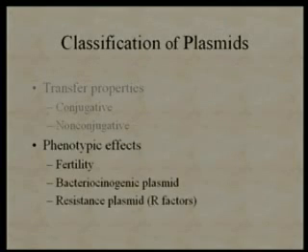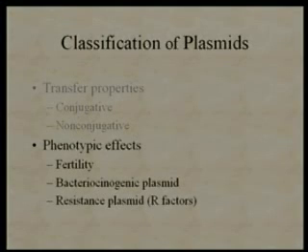Plasmids can also be classified by phenotypic effects. The original, the F factor, was classified based on its fertility. Some plasmids are referred to as bacteriocinogenic plasmids. These are plasmids that make colicins, and colicins are proteins that kill other bacteria. Bacteria use these basically as a way of competing with each other. If you're a bacterium competing for foodstuffs with some other bacterium, you make a colicin that kills the other bacteria. And these are plasmid mediated.